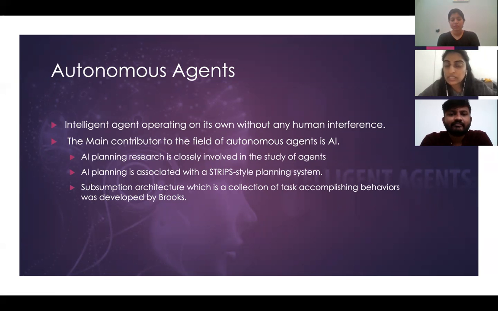AI planning is also associated with a system called the STRIPS planning system, which stands for Stanford Research Institute Problem Solver. It has components which help the agent to perform well. Subsumption architecture is another architecture, which helps in the collection of various complex behaviors and in accomplishing complex problems for these agents.